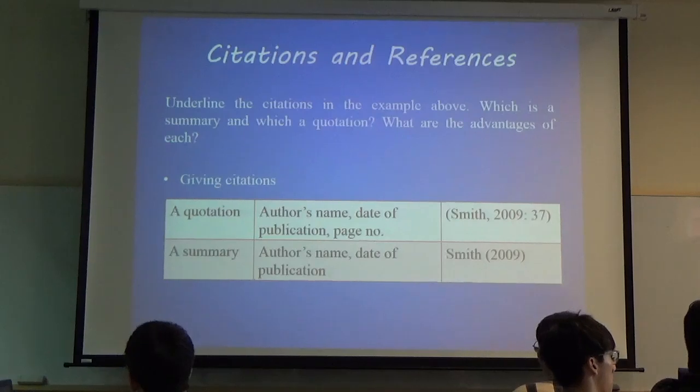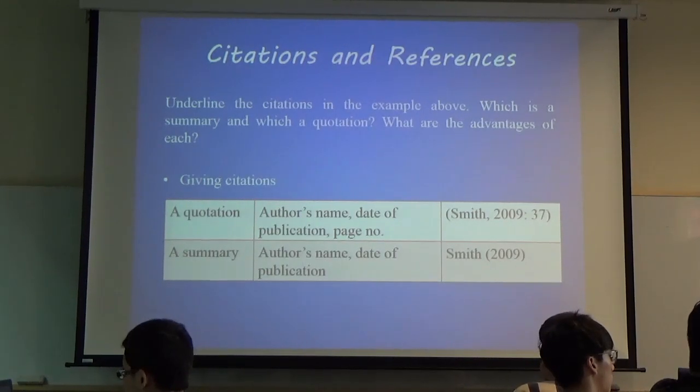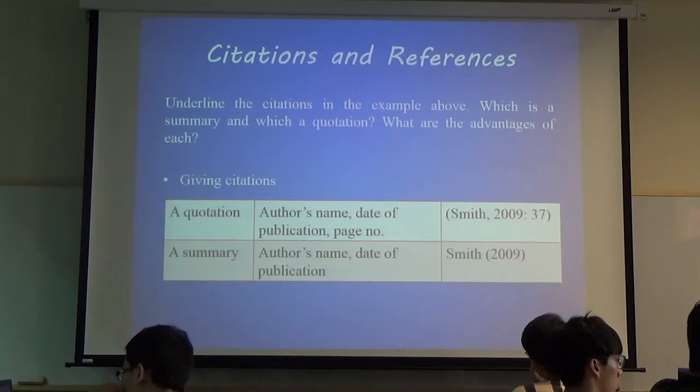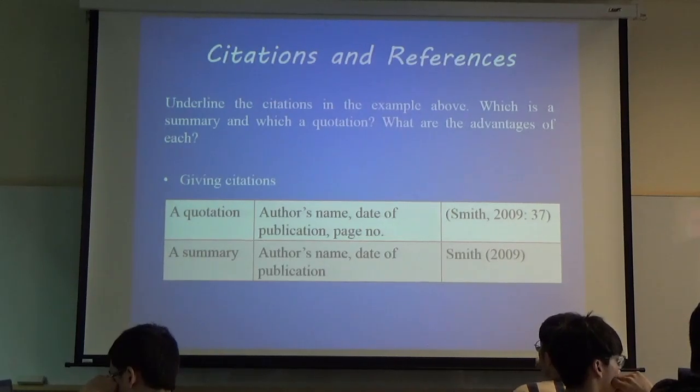So I make it a table for you to do citations. If you look at table, when you give citations, a quotation means there's the quotation mark around the passage that you quote. Then you put author's name, date of publication, page number. But if it's a summary, it's a kind of citation, but it's not direct quote. You have to put the author's name and date of publication, as shown in the screen. That's the way we do things. Okay.